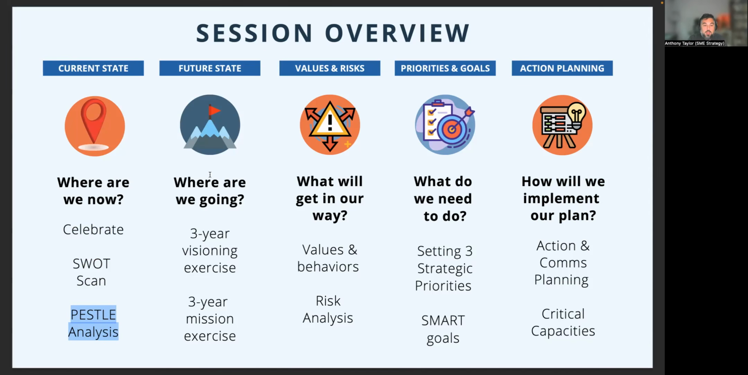Where are we going? Once you know where you're at, you know where you want to go. 3-year visioning exercise. So not a vision statement, but really what is our one destination? What does success look like for us? Today's date, 2026. 3-year mission. Who are we? What do we do? Who do we do it for as a function of getting to our vision?